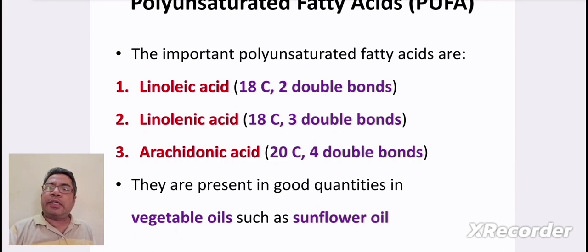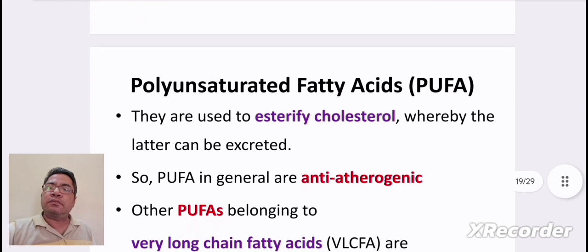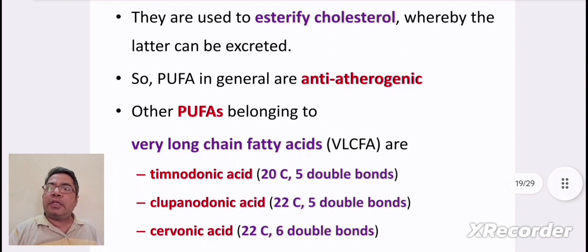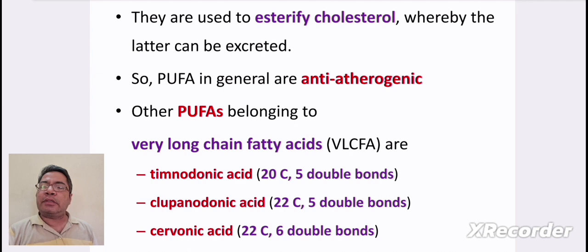Coming to polyunsaturated fatty acids. The important polyunsaturated fatty acids are linoleic acid, linolenic acid, and arachidonic acid. They are present in good quantities in vegetable oils such as sunflower oil. They are used to esterify cholesterol, whereby the latter can be excreted. So PUFAs are in general antiatherogenic.